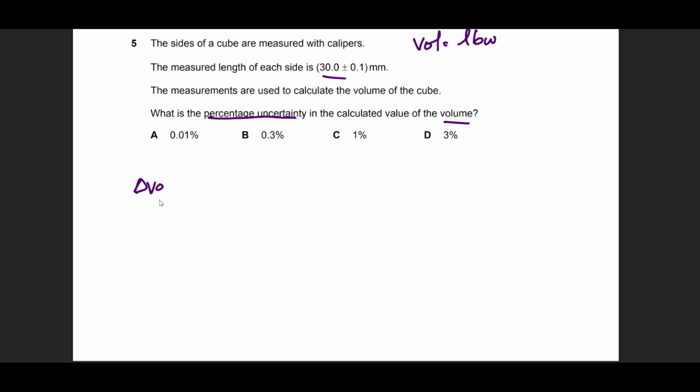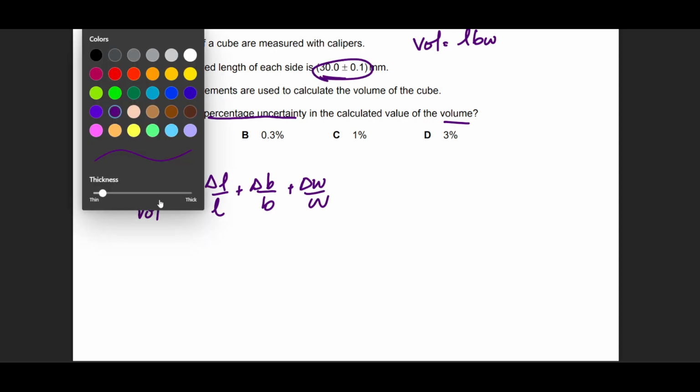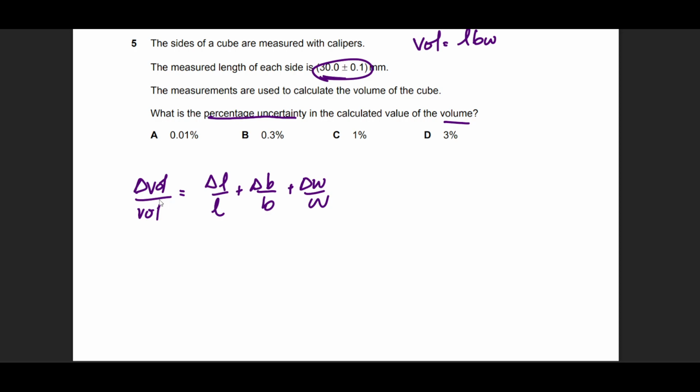So delta volume divided by volume is equal to change in length divided by length plus change in breadth divided by breadth plus change in width divided by width. Now, luckily for us, every side has come out as 30 with an error of 0.1. So this is going to become 0.1 divided by 30 plus 0.1 divided by 30 plus 0.1 divided by 30.